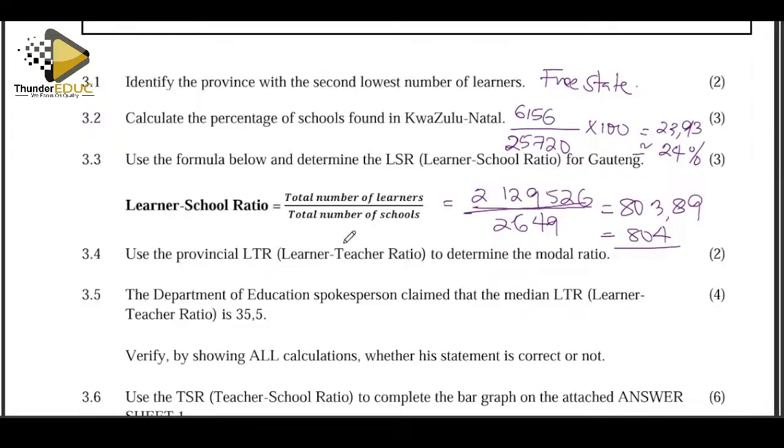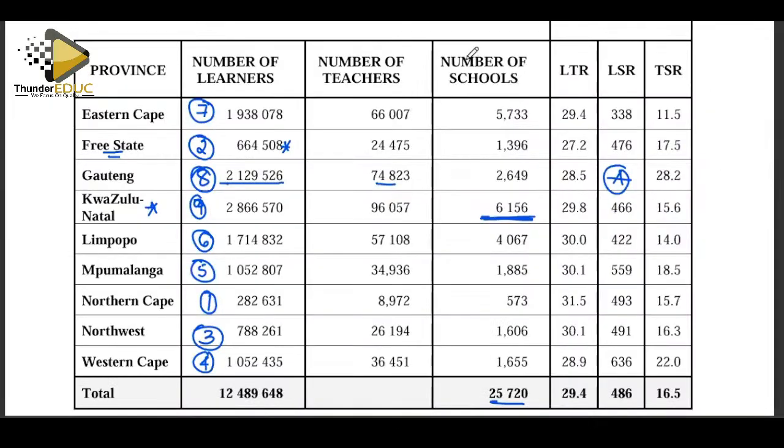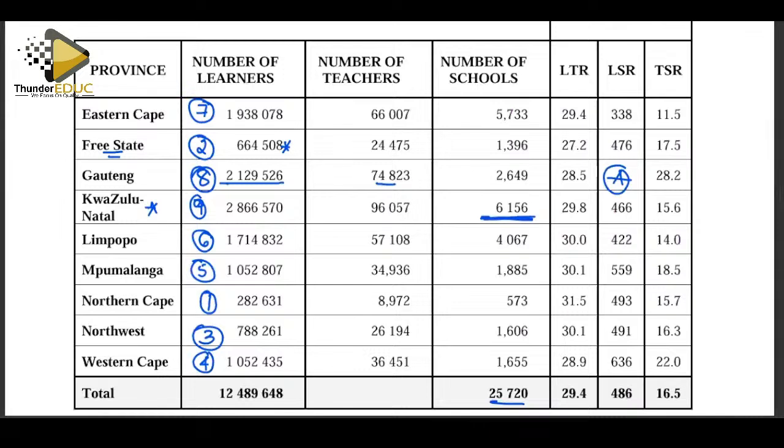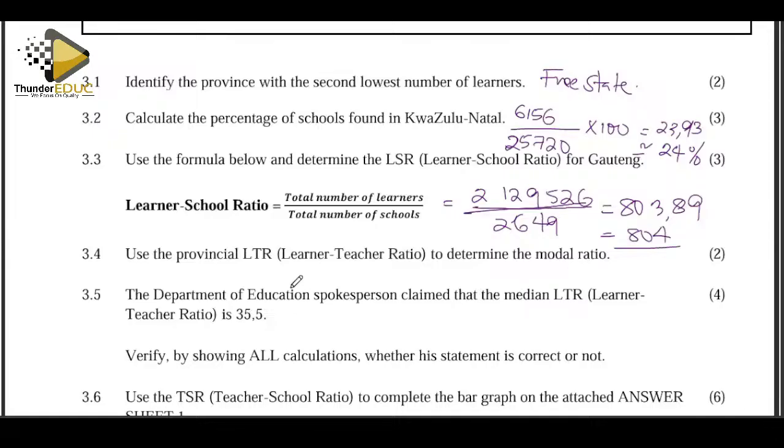Okay. Use the learner teacher ratio to determine the mode, the number that appears most. So here the number that appears most, we see it's this. So that's done. The mode number here, we are saying it's 30,1.